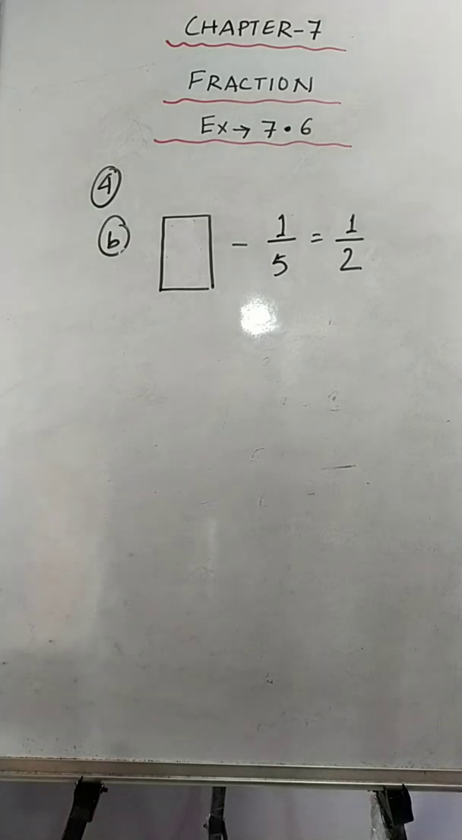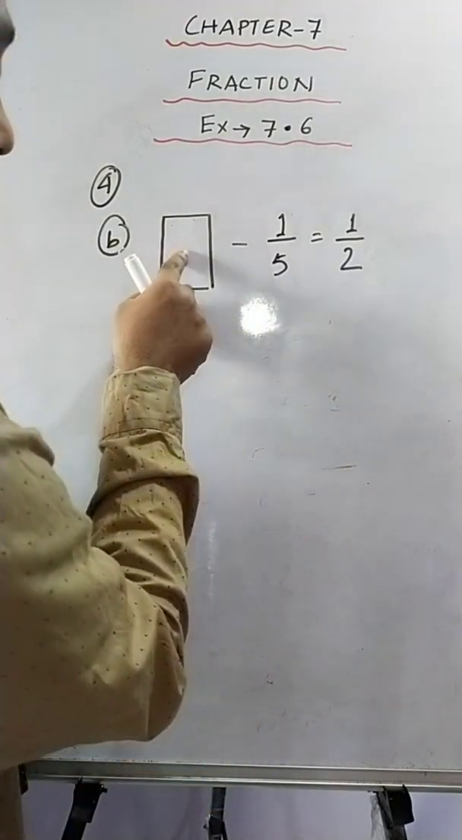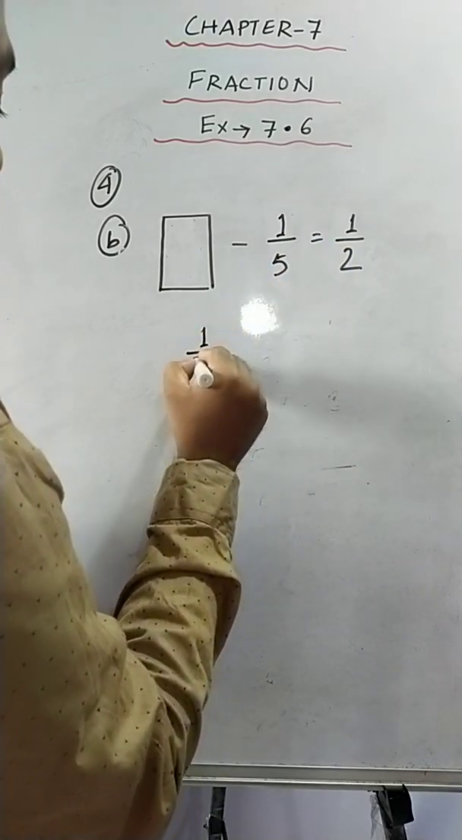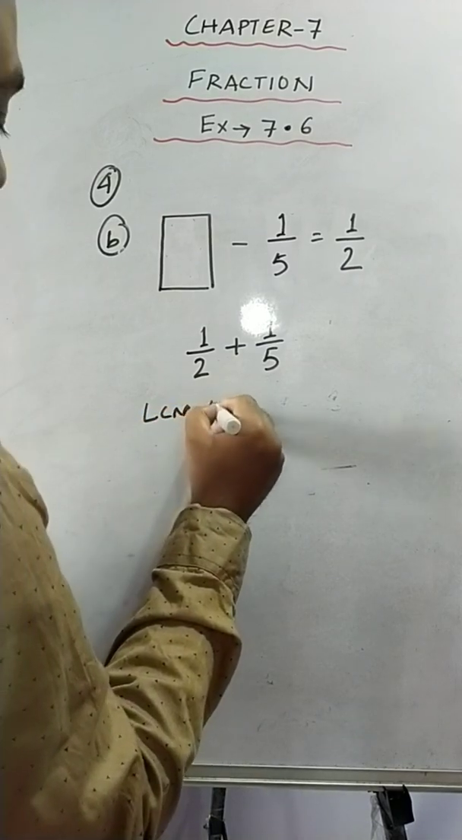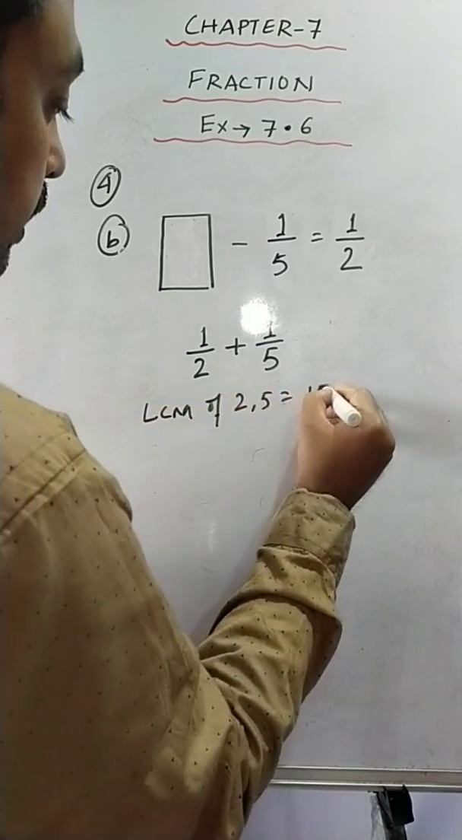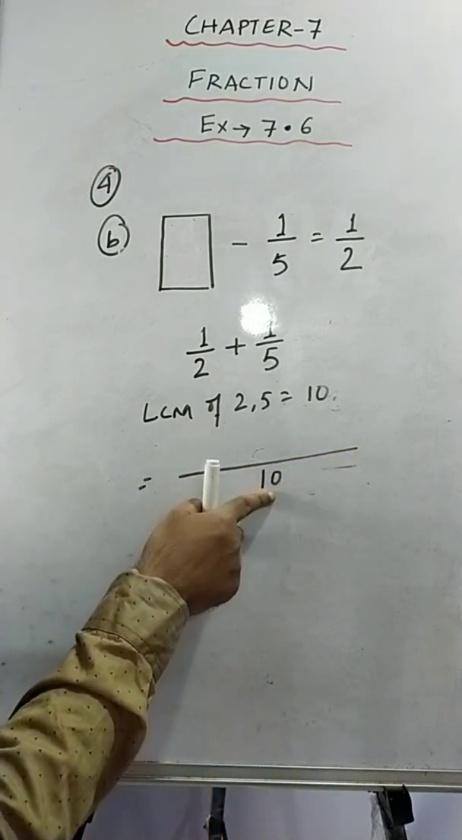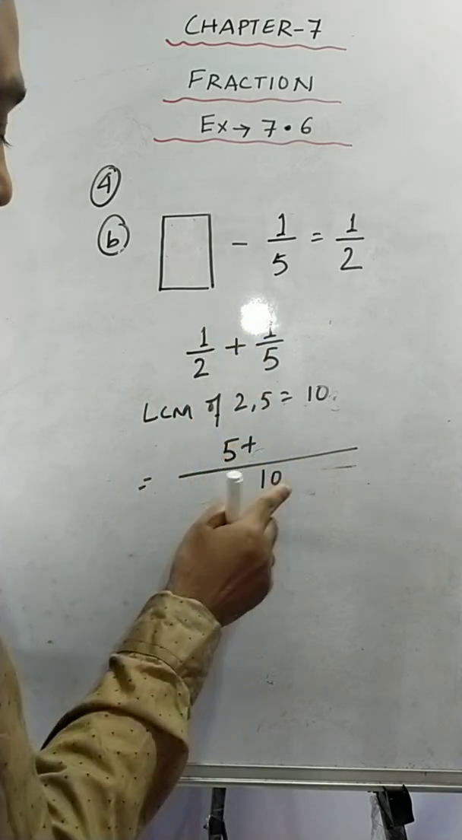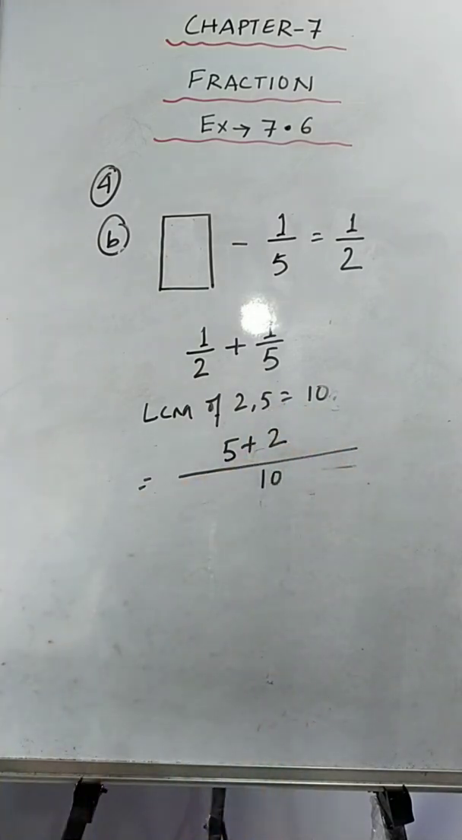Sum number B is absolutely the same as sum number A. So the same thing we have to do to get this required fraction. We have to add these two fractions. So 1 by 2 plus 1 by 5. The LCM of 2 and 5 would be what? 10. Okay, so we'll write the LCM like this, 10. Now 10 divided by 2 is what? 5. 5 ones are 5. 10 divided by 5 is what? 2. 2 into 1 is 2.